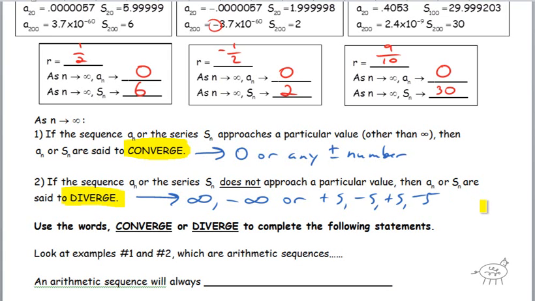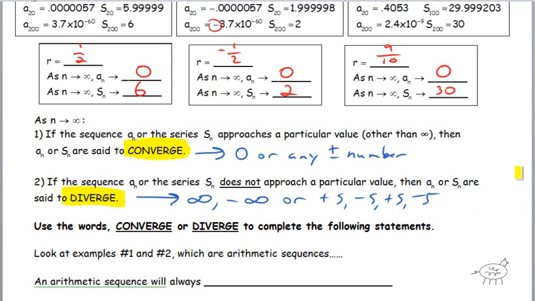Okay, very, very important word. Converge means you're converging on something, you're going to a specific value. Diverge means there is no value. I'm either going to infinity or I'm going to positive, negative, fluctuating back and forth. Really, really important. All right.